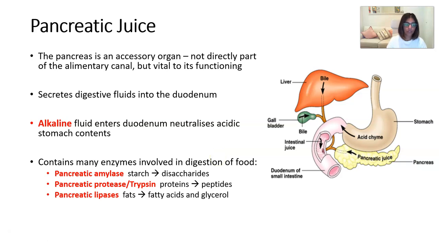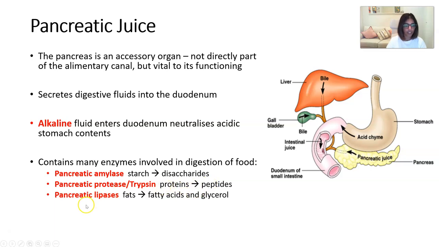The pancreas also secretes many enzymes that help to completely digest the food nutrients. The ones that you must know about are pancreatic amylase. We call that pancreatic amylase to differentiate it from salivary amylase in the mouth. And what this does is it breaks down starch into smaller disaccharide molecules. The next enzyme that we have is pancreatic protease, or sometimes known as trypsin. This will digest proteins into peptides, which is very similar to what happens in the stomach.